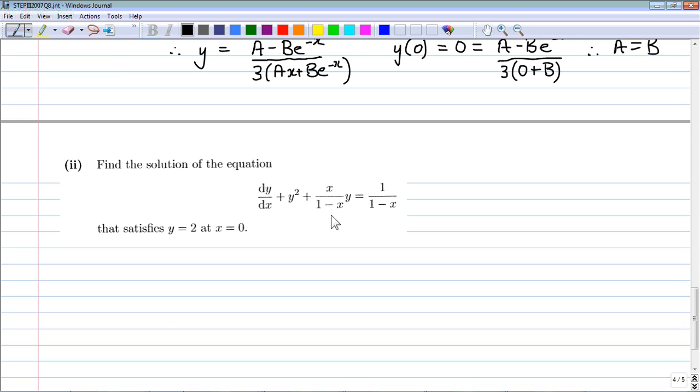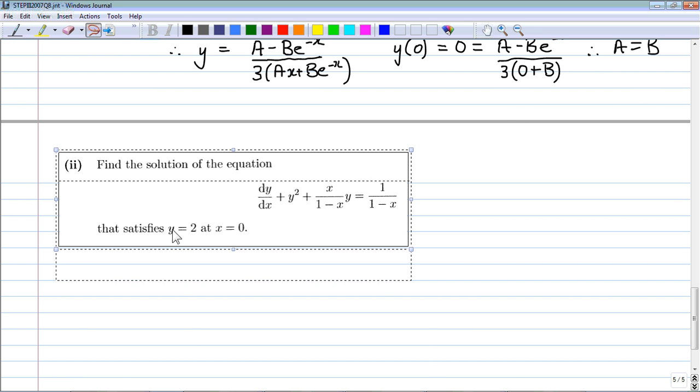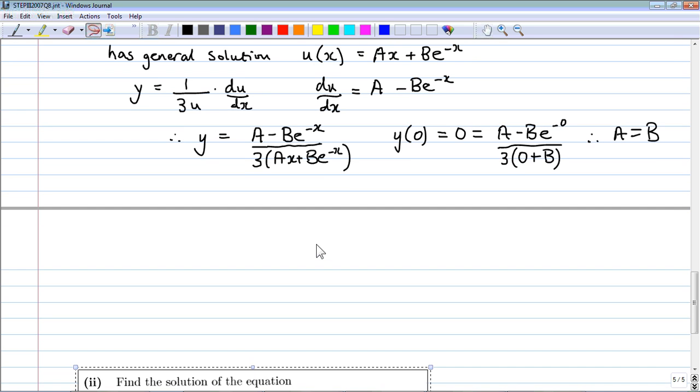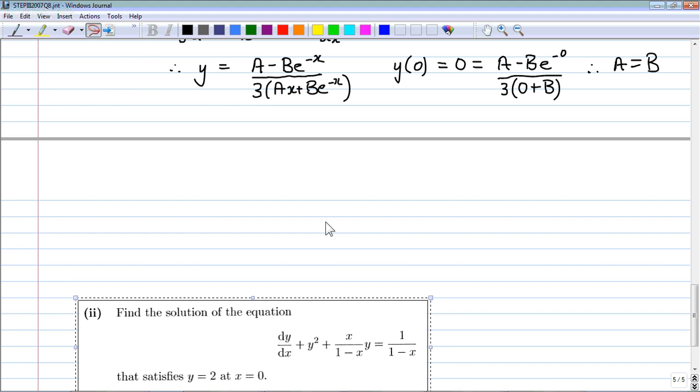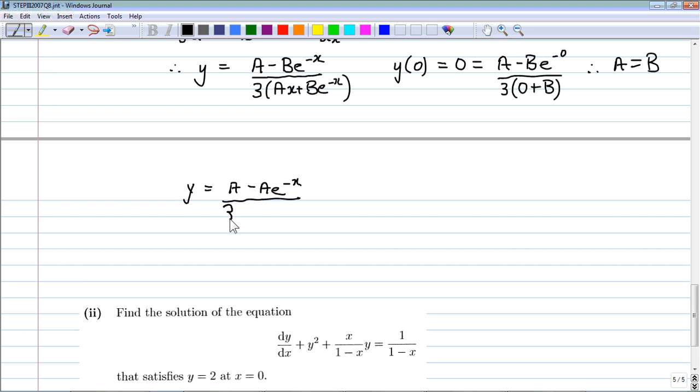And okay, I've nearly finished, so I'll just shift this down a tad. Okay, so a is equal to b, so we simply substitute that fact into this form for y, and we see that y is equal to, let's say, a minus a e to the minus x over 3 ax plus a e to the minus x. So the a's actually cancel out, and we get 1 minus e to the minus x over 3 times x plus e to the minus x. And that, I believe, was what we were to show.